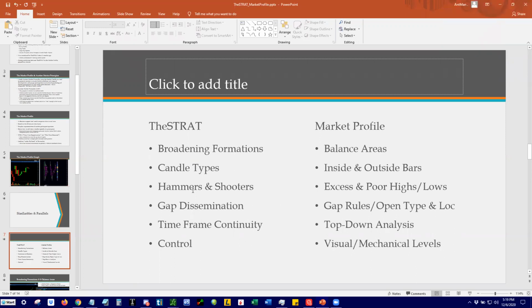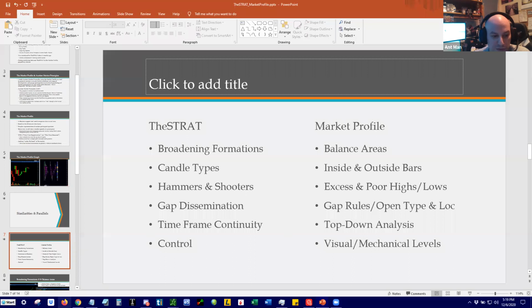Fantastic. The way Rob talks about gap dissemination and the 30-60 gappers, I find that the gap rules and the way the open is viewed in the profile, I see some similarities there. Time frame continuity and top-down analysis. And then finally, the concept of control and visual mechanical levels, I find there's some crossover that can be very useful.